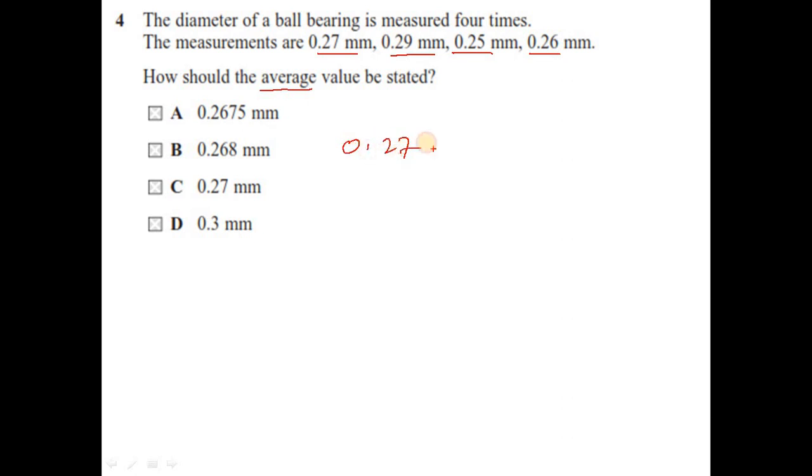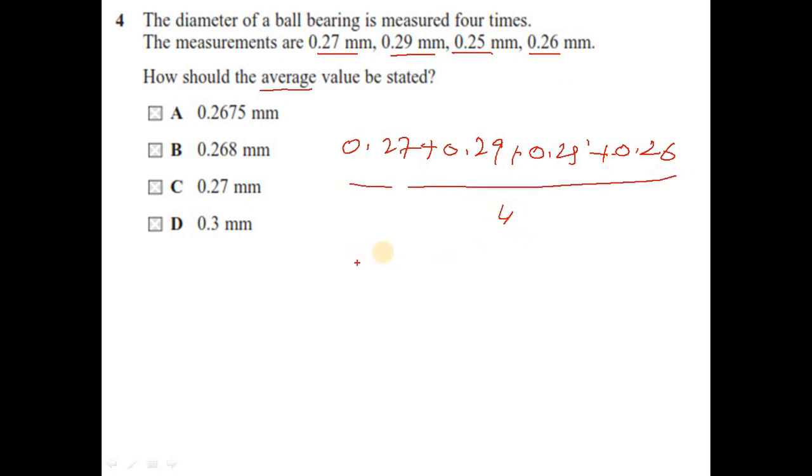So 0.27 plus 0.29 plus 0.25 plus 0.26, and divided by 4. If you do that, the mean value you will get is 0.2675. You round it off to 0.27. So your option is C.